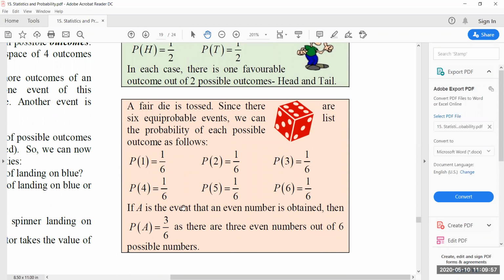Now, suppose that A is the event that an even number is obtained. Then how many even numbers are there? Let's see. 2, which is 1, 4, which is another 1, and 6, which is 3. So there are 3 even numbers. So the probability of obtaining an even number is 3 out of 6. Any questions here?